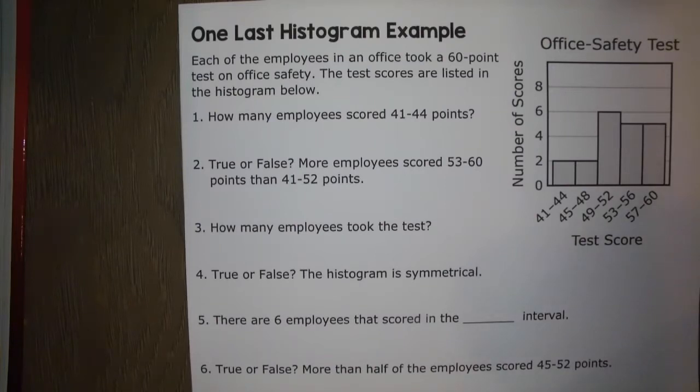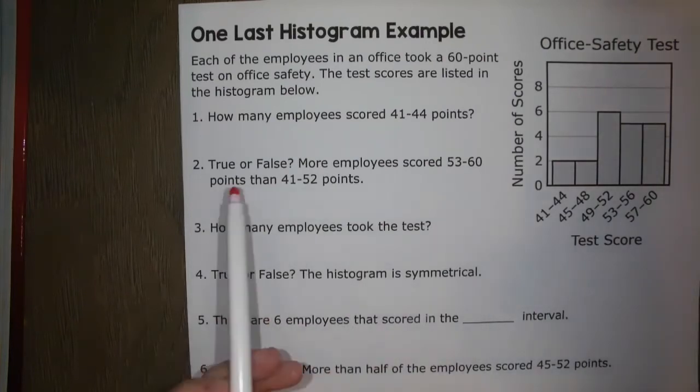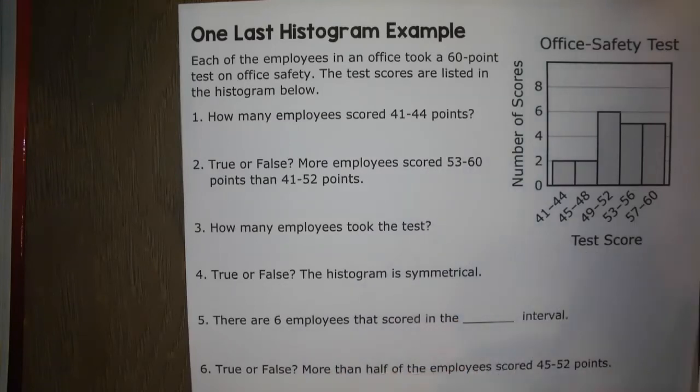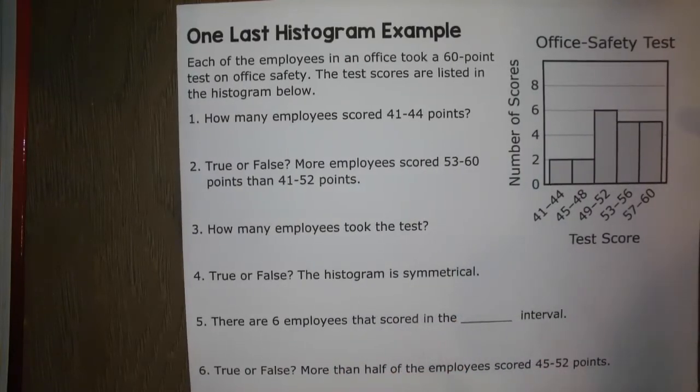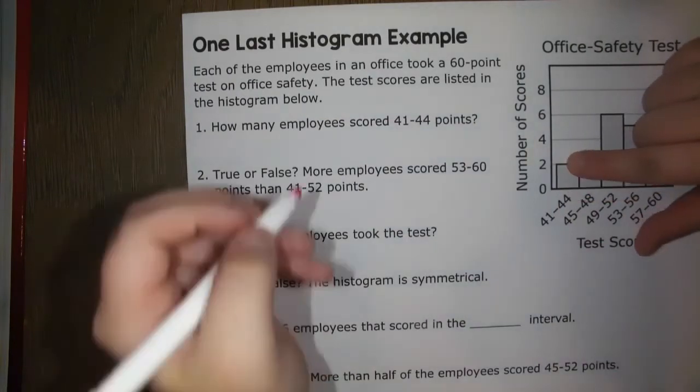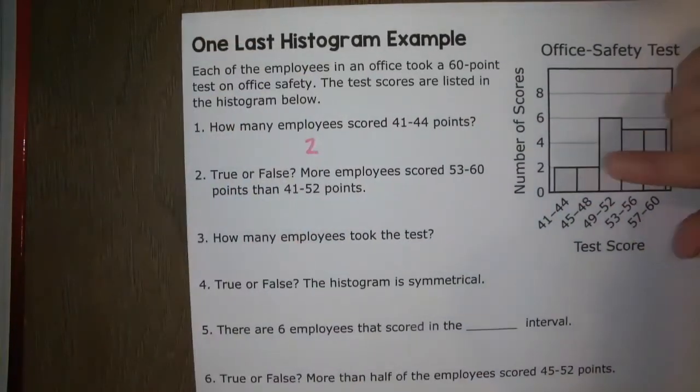So each of these employees in an office took a 60-point test on office safety. The test scores are listed in the histogram below. Now we'll start our questions. How many employees scored 41 to 44 points? Well, looking at our test results, 41 to 44, that bar goes up to 2. So it looks like we had 2 employees score within the 41 to 44 range.